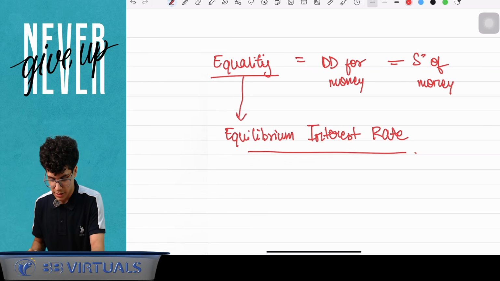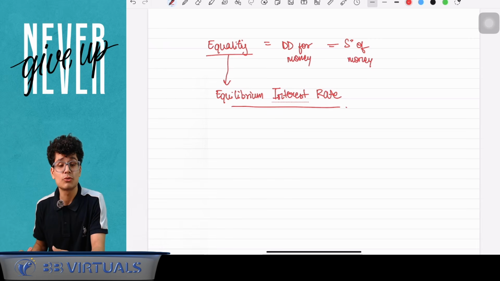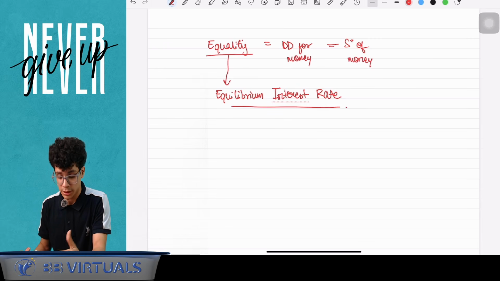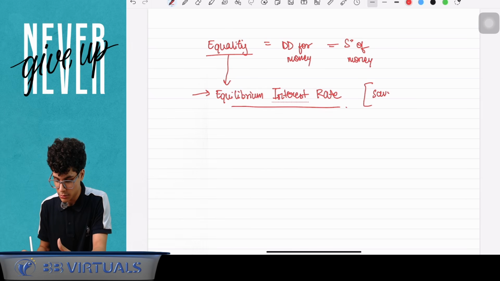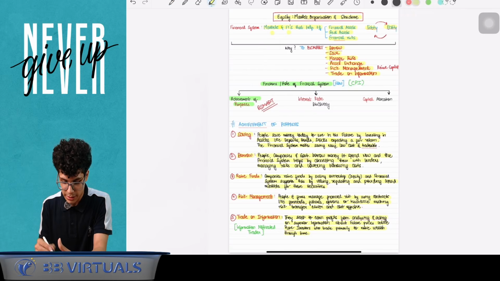ठीक है sir, did we understand? So what does the financial system do? The financial system also helps us to understand about this equilibrium interest rate. And how do we get this? This is a comparison from the standpoint of savers versus borrowers. ठीक है सर, let us read the notes. क्या कहते हैं notes में?